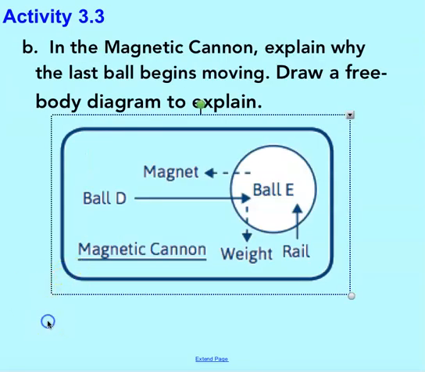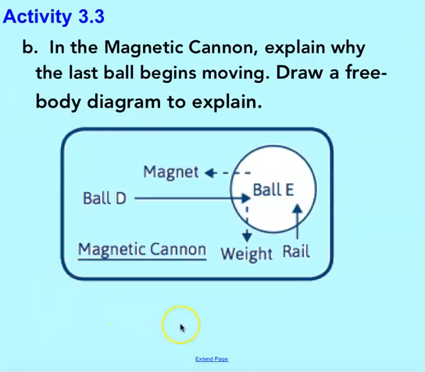So the next one was the magnetic cannon. You were only supposed to do the last ball, which was ball E. So we've got the rail, or if you said a table, pushing up on it, you're correct, because we use the table and rulers. Sometimes we just use a rail. The weight pulling it down, ball D hitting it, and the magnet pulling it back. You notice that ball D's arrow is larger, and that's because, remember, when you did this, ball E shot out. If ball D's arrow and the magnet's were the same length, ball E wouldn't move at all.